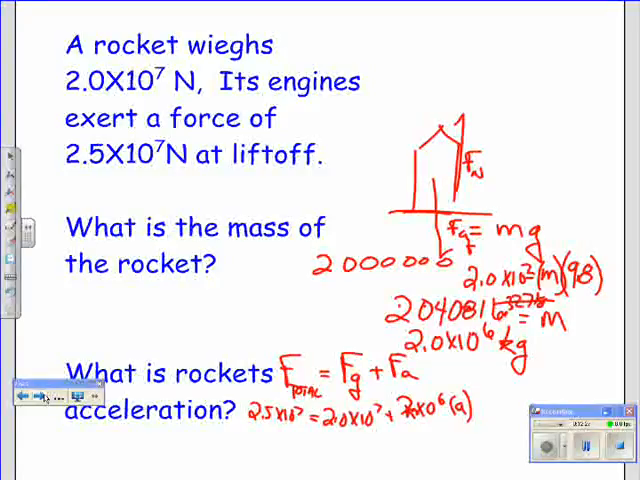So now we just have to solve that. 2.5 times 10 to the 7th minus 2.0 times 10 to the 7th is 5 times 10 to the 6th, divided by 2 times 10 to the 6th will be an acceleration of, you don't need a calculator, do you? That is the force to accelerate it: 2 times 10 to the 6th, its mass, times its acceleration.